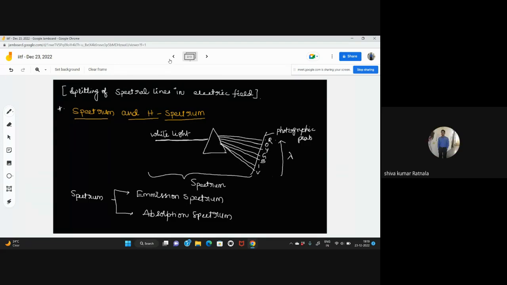Is the whole process called the spectrum, or are the lines called the spectrum? The individual lines are called spectral lines. The entire dispersed light which we get on the photographic plate, that we call the spectrum.